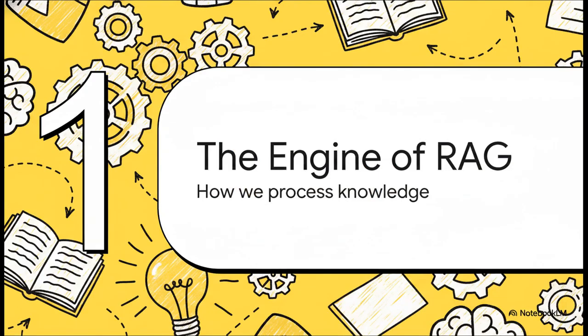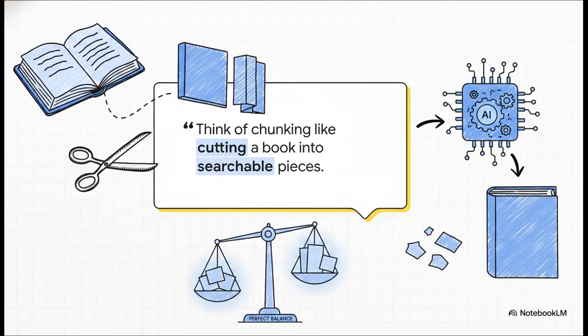Starting off with Section 1, the engine of RAG. Let's quickly establish our mental model for how we actually process all this knowledge. Think of chunking, kind of like cutting a book into searchable pieces. If RAG is the engine of your AI, chunking is how you prepare the fuel. You're taking massive, dense documents and breaking them down so the system can actually find what it needs.